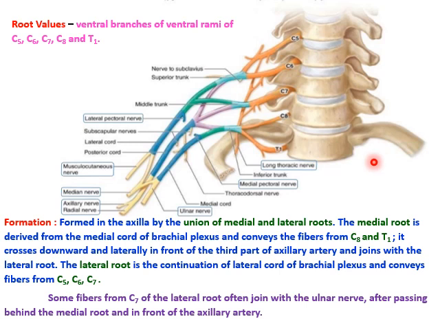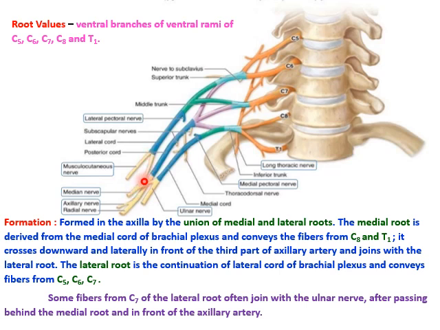This median nerve is formed in the axilla, here you can see, by the union of the medial and the lateral roots of the median nerve. The medial root is derived from the medial cord, and the lateral root is derived from the lateral cord, and they join in front of the third part of the axillary artery to form the median nerve.